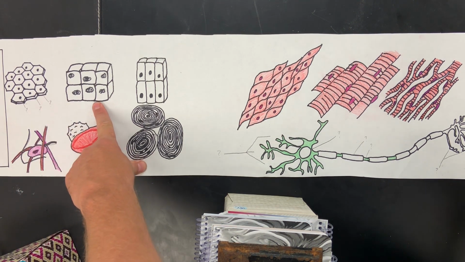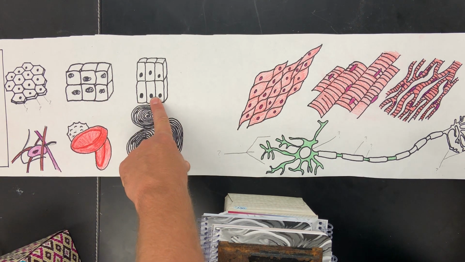This is cuboidal epithelial tissue. This is generally for protection. This is at the base of epithelial layers where there's lots of epithelial cells building on top of each other. You usually see the cuboidal shape in protection again.